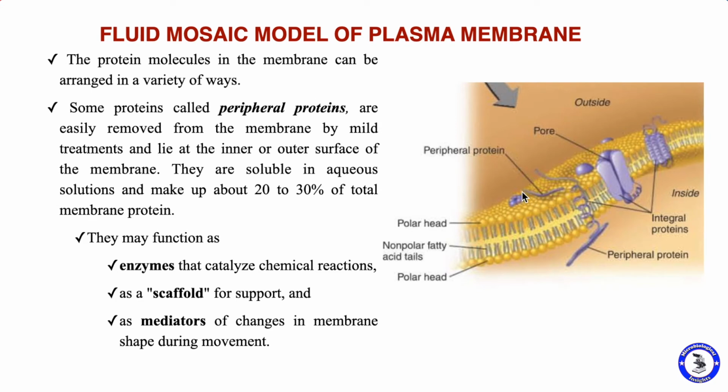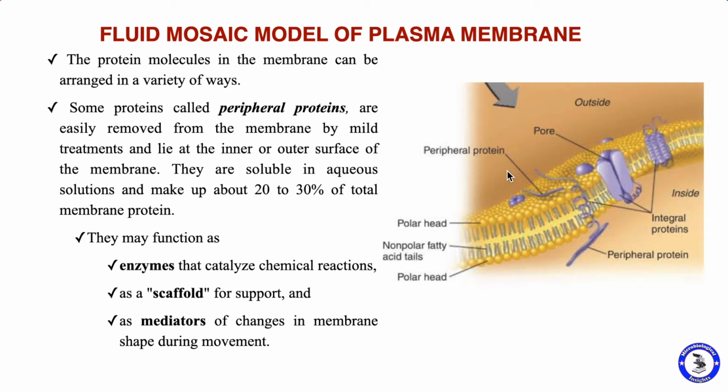How are these proteins arranged? There are some proteins termed peripheral proteins. Peripheral means they are present on the surface. They can be present on the outer surface or sometimes attached to the inner surface, but they are not deeply inserted into the membrane. They are just present outside or inside the surface of the membrane.